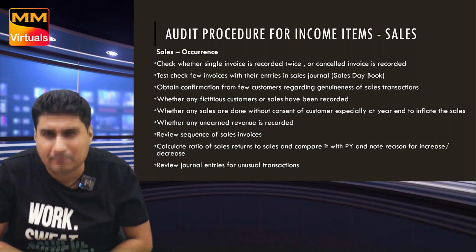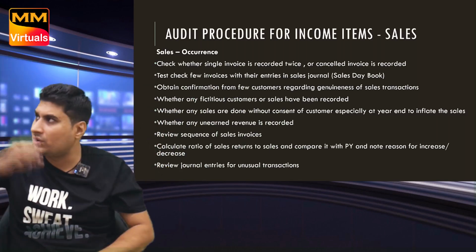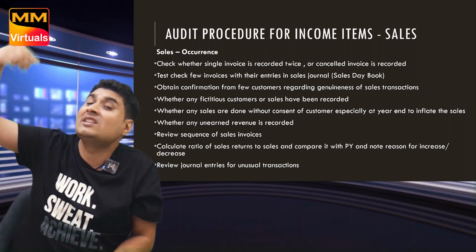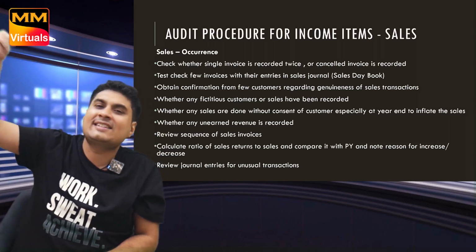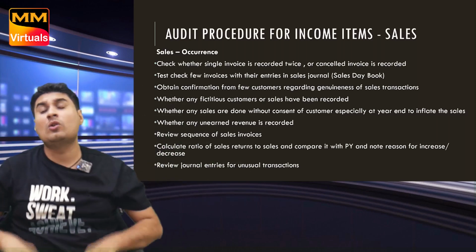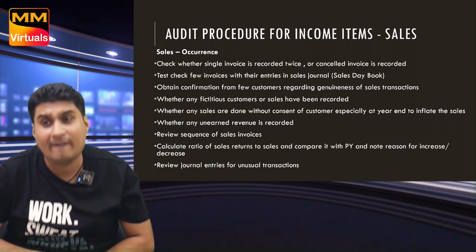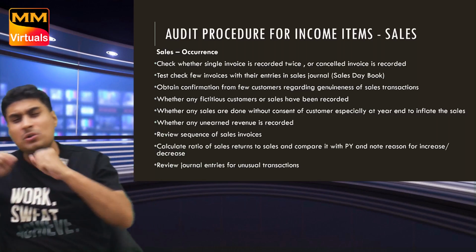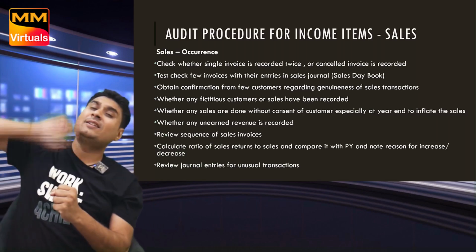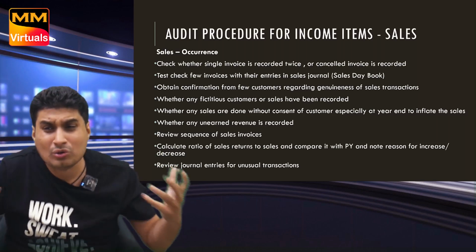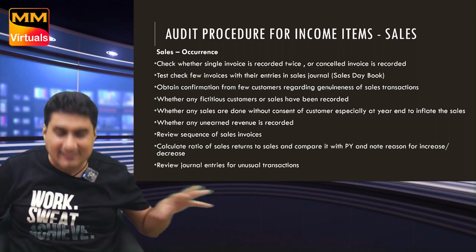Easily you can remember if you tell me 4 points. Number one, sales day book check. Any invoice recorded twice, check. See if cancelled sales are recorded. Then see sale return to sale. What else can we check? Confirm with the customer. Especially during year end, a lot of sales are done. See if any unearned income is recorded. You understood the approach. You cannot just learn this.